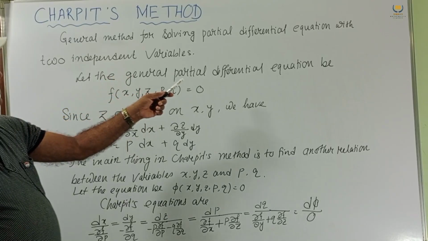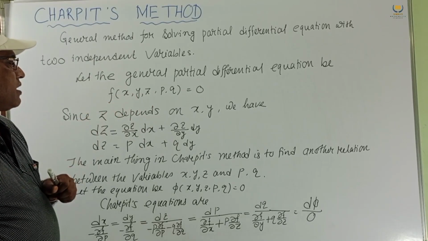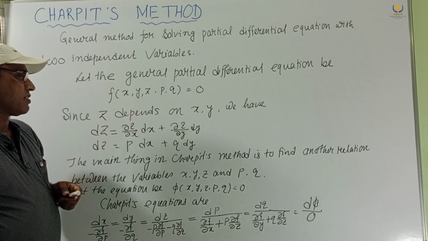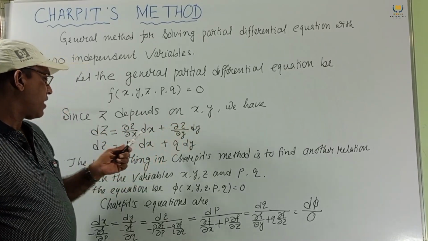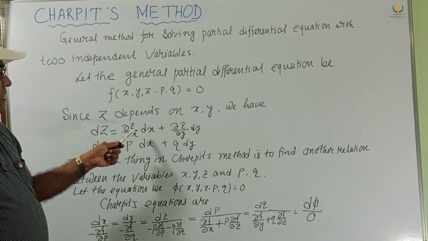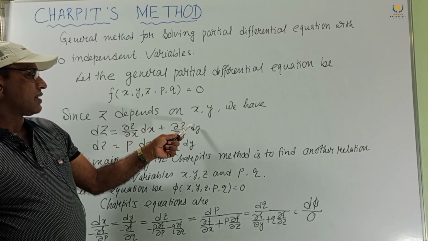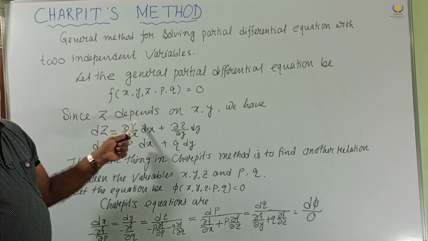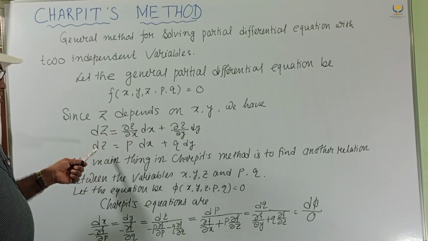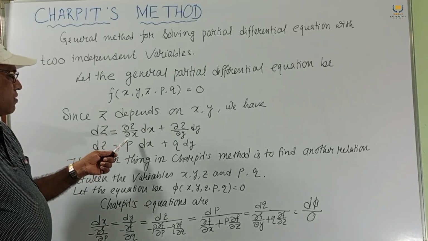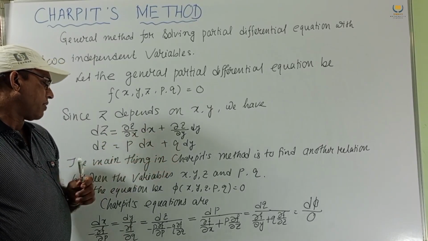Let the general partial differential equation be f(x, y, z, p, q) = 0. This is the general partial differential equation. Since z depends on x and y, we have dz = ∂z/∂x dx + ∂z/∂y dy. This is the formula of the total differential equation. So dz = p dx + q dy.